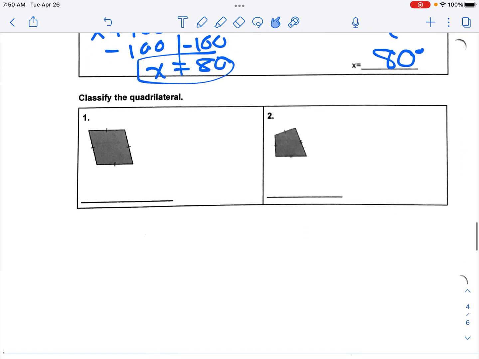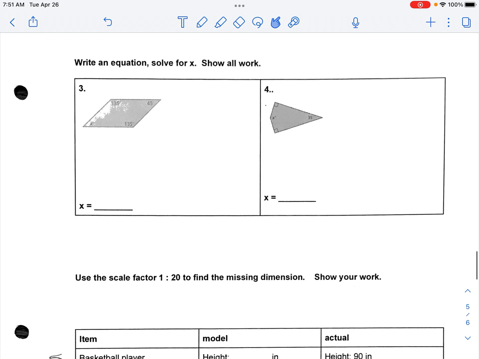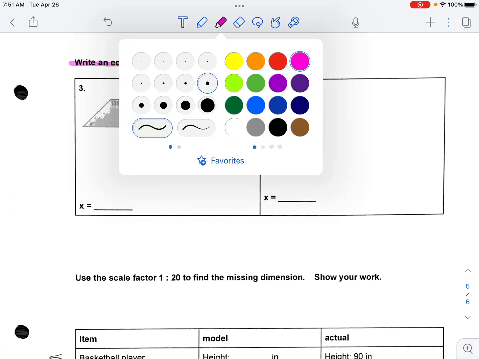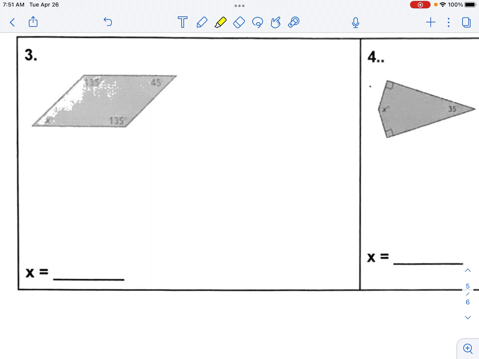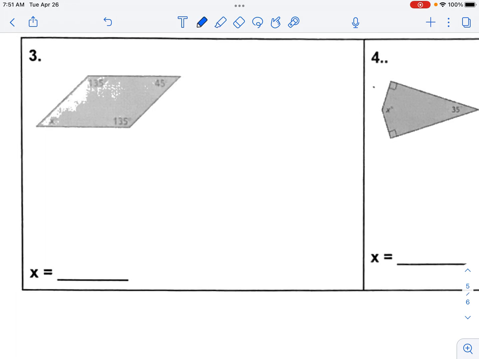Okay, moving on to quadrilaterals. So you should have named the first one a rhombus. Second shape is a kite. Now these directions say write an equation and solve for x, and it says show all work. All right, so I'm going to zoom in here a little bit.